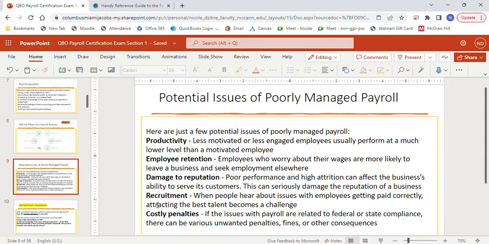Recruitment. When people hear about issues, or when employees are getting paid correctly, that attracts better talent to come and want to work for you. So if they're saying good things, that'll attract. If they're saying bad things, it does the opposite. And people aren't going to want to give you a chance because they're afraid that they're not going to get paid correctly. And the last one is costly penalty. And I think this is the number one motivation for companies to make sure they do everything correctly, because you can get federal and tax fines, penalties, and other consequences, maybe even jail time if it's something like stealing from employees.